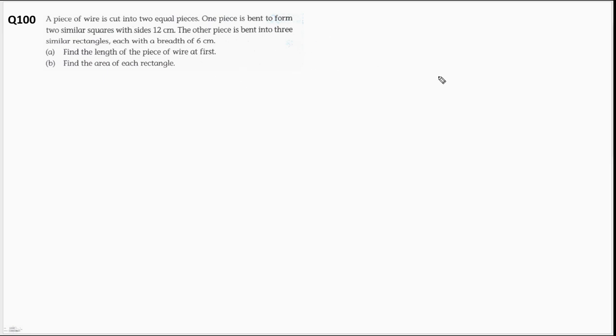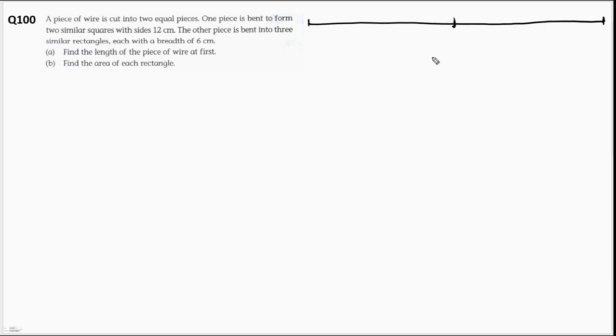Okay, so we have got a piece of wire, and I think what we're going to do is imagine this piece of wire. We're going to draw this piece of wire. Okay, this is representing this piece of wire. It is cut into two equal pieces. All right, this is the cut. So we've got from here to here and here to here.